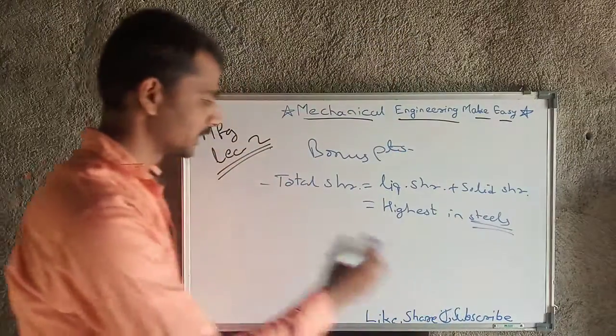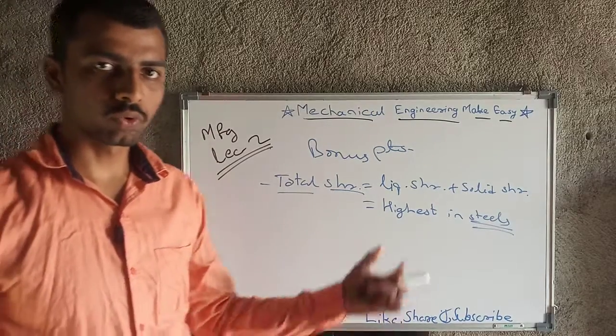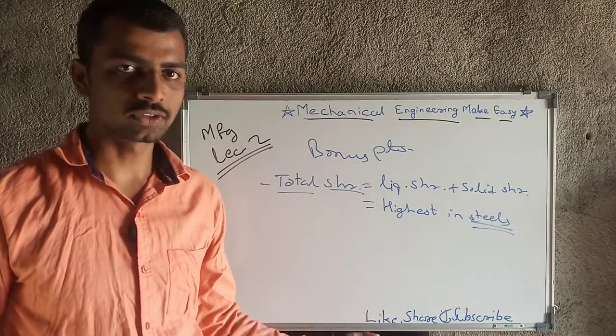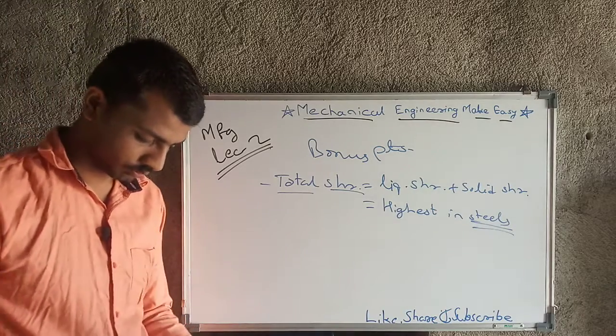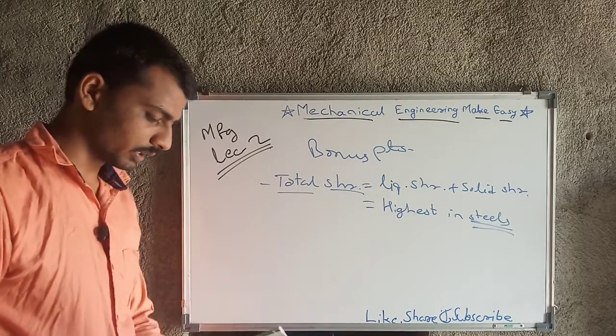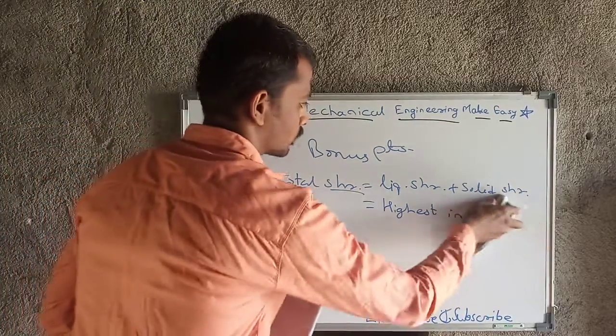In the case of steel the total shrinkage is highest, which means we have to provide more shrinkage allowance in the case of steels while designing the casting pattern. Then again, some bonus points are remaining.